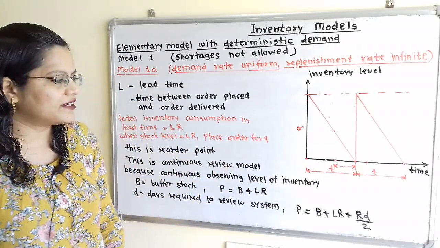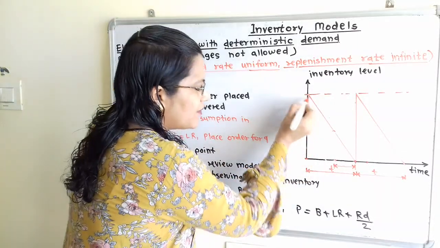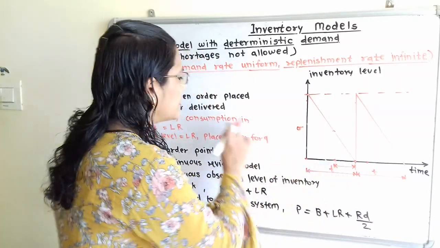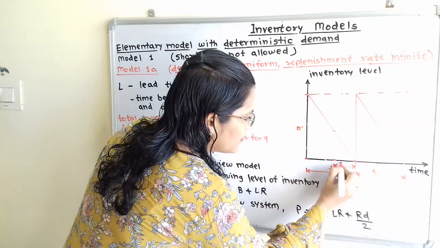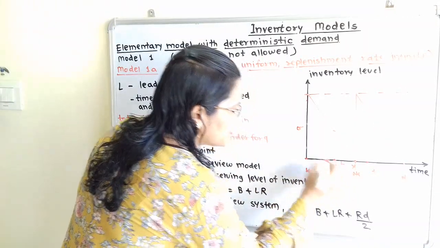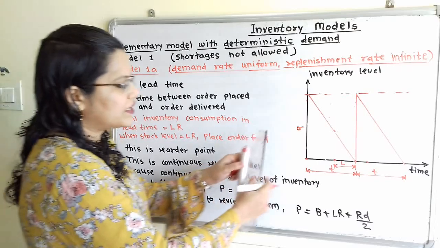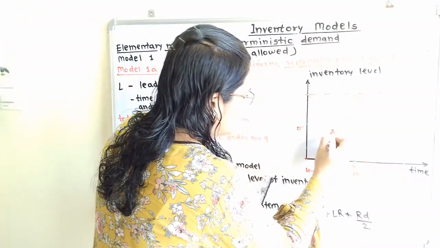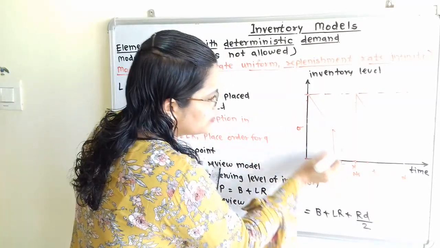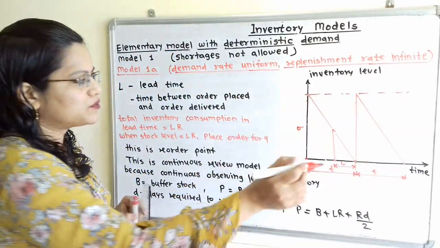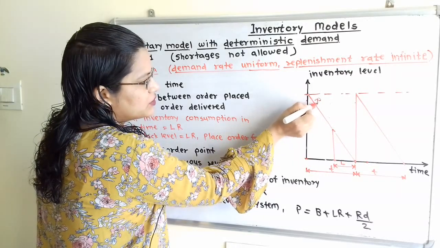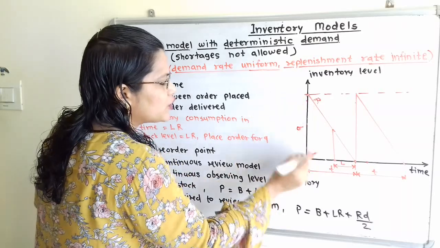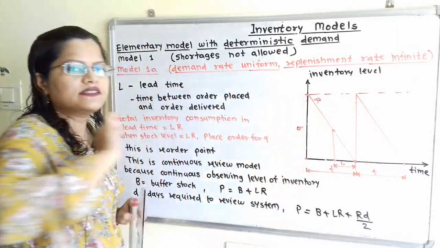Here at this point the inventory becomes 0. So before that we have to plot L, that is the lead time. I will plot L here. Now from this point if I draw one vertical line, here is the point of intersection. Now what is this line? This is the line for inventory consumption rate, that is R. Then this vertical line is for inventory level Q. So we have to maintain this level Q.